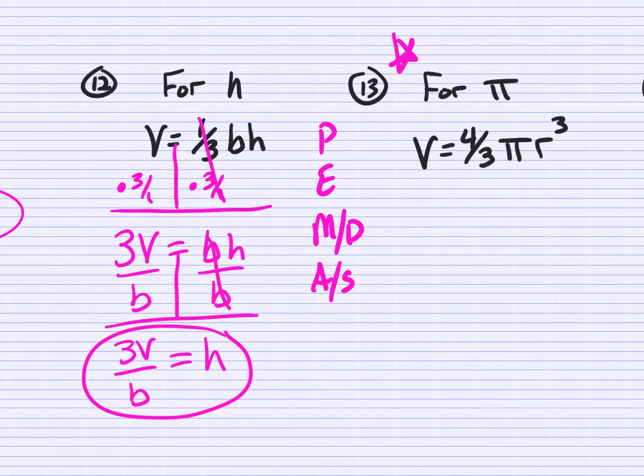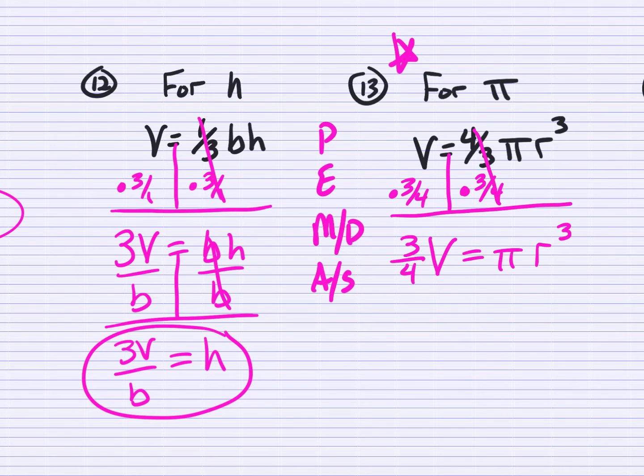All right, number 13, just like number 12, the opposite of multiplying by 4/3 and r cubed would be dividing by 4/3 r cubed, except fractions have special rules. So rather than getting rid of both of them at the same time, I'm going to get rid of them one at a time, the fraction first. The opposite of multiplying by a fraction is multiplying by its reciprocal. So on the left-hand side, I have 3/4v equals pi r cubed.